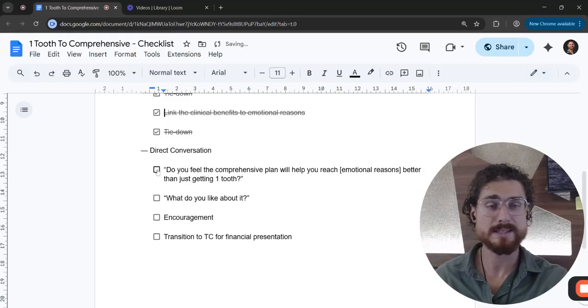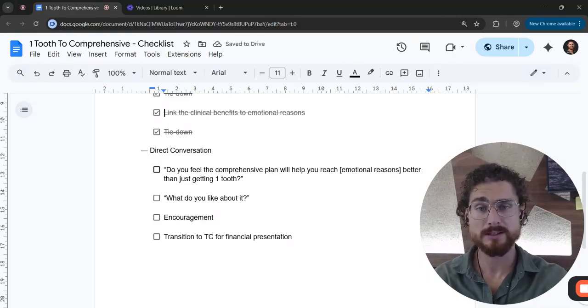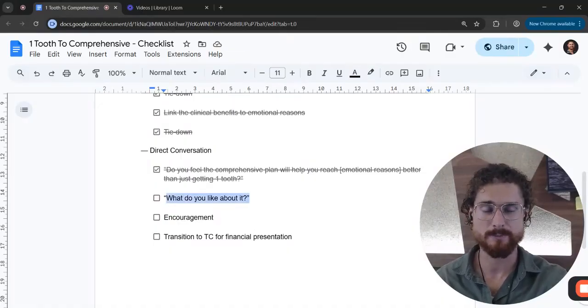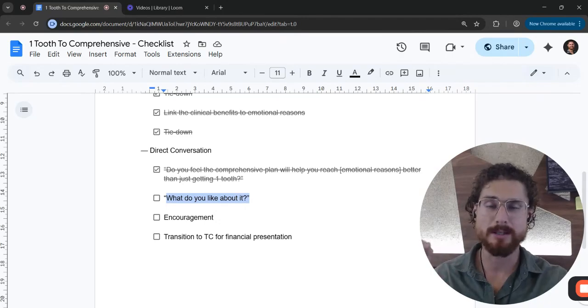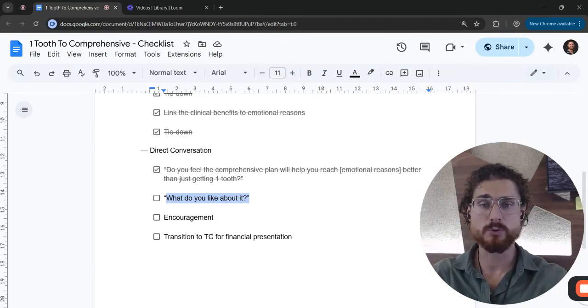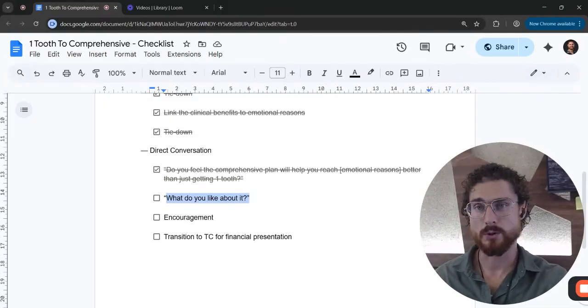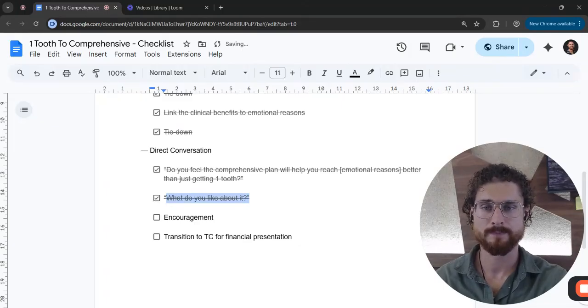That said, once they say yes, now we can continue the conversation. We're going to tie them down again, and I would ask this exact phrase right here. What do you like about it? We want them talking more about what they like about the new treatment you proposed, because if they can tell you, I would like having a straighter smile for this and this and this reason, then you're setting up your treatment coordinator for a really successful conversation.